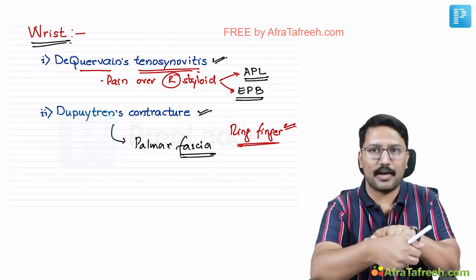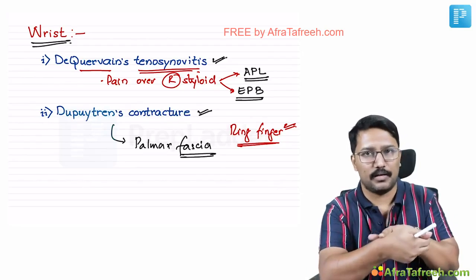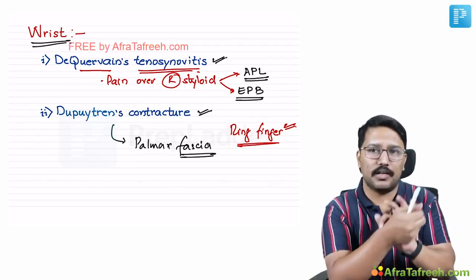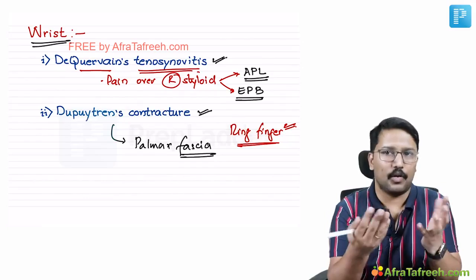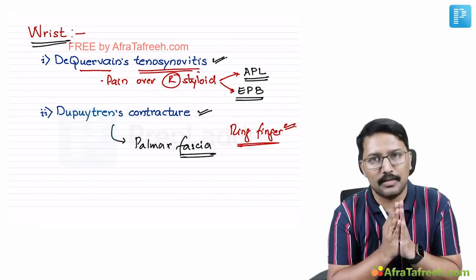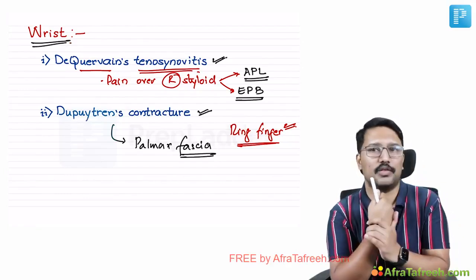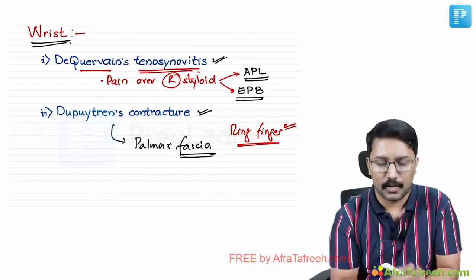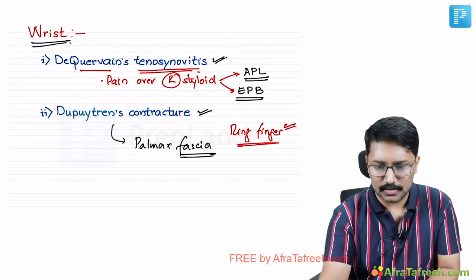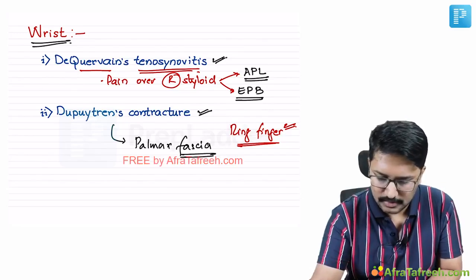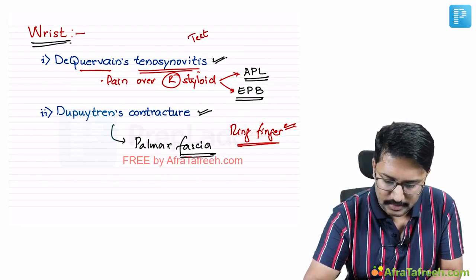Now, repetitive trauma at this point can trigger the pain, right? So the pain will be just over the radial styloid process. Again, obviously, repetitive trauma is responsible for the tendon injury. Now, how do we confirm this? When someone presents with pain over the radial styloid process, how do we confirm? The confirmation is with a test called Finkelstein test.